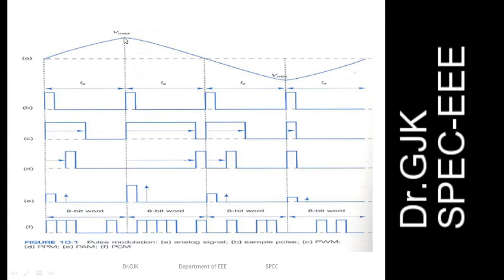Here the magnitude of the analog signal is maximum, Vmax. Therefore, its position should start from here, but because its magnitude is high, it is moved to this position. So its position is moved to the right. So if the amplitude is high, its position will be moved to the right.